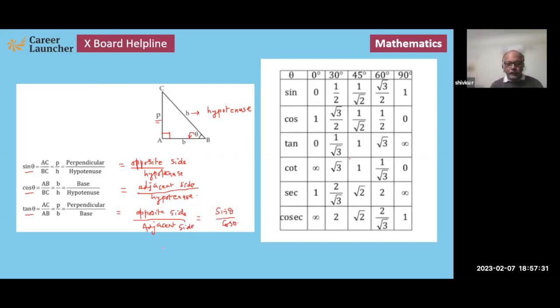First, fundamental relationships. These are the relationships that you should know. When I know sine theta, there is something called cosecant theta, which is 1 by sine theta. 1 by cos theta is called secant theta. And 1 by tan theta is cot theta. So these are the fundamental relations that we should know.